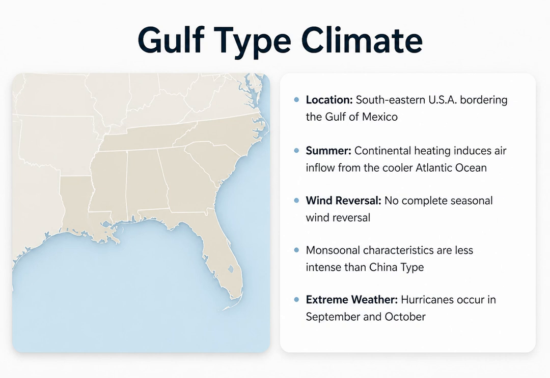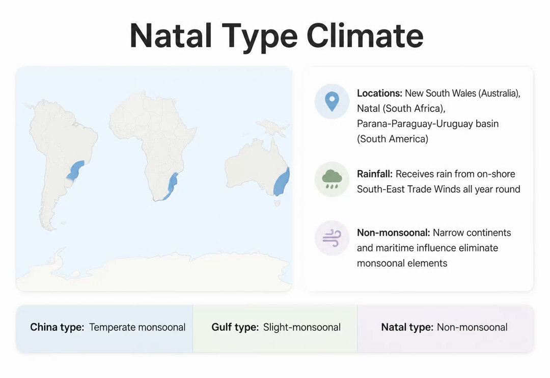The key difference between the Gulf type and the China type is that the Gulf type does not experience a complete seasonal wind reversal. The monsoonal characteristics are much less intense because the pressure differences aren't as extreme as those in Asia. However, this region is highly susceptible to severe tropical cyclones, known locally as hurricanes, particularly in September and October.